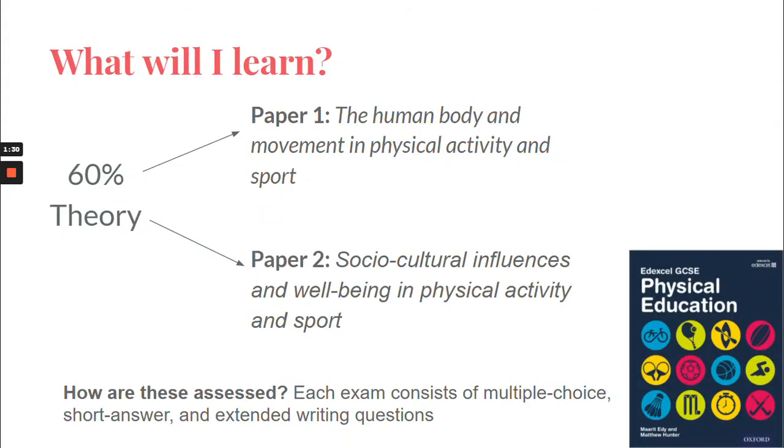So what will you learn? Well, it's 60% theory, so 60% of your overall grade comes from the exams. These are split into paper 1 and paper 2. In paper 1, we look at the human body and movement in physical activity, and in paper 2, we look at socio-cultural influences and well-being in physical activity and sport. These are assessed in 2 separate exams, which consist of multiple choice, short answer, and extended writing questions.